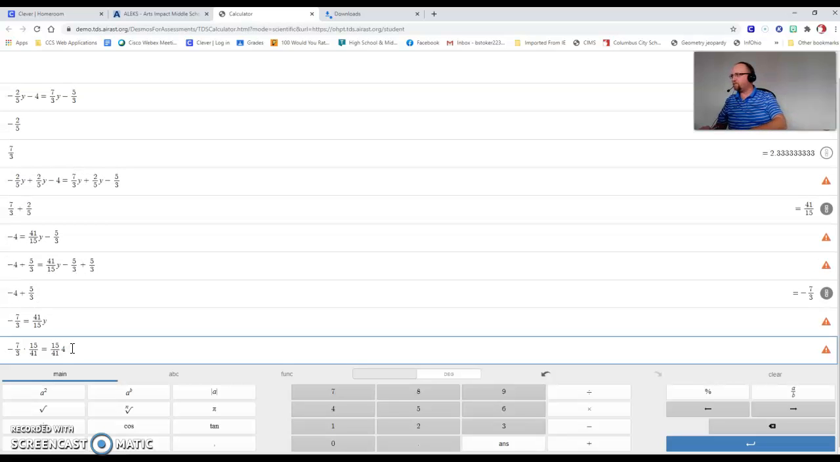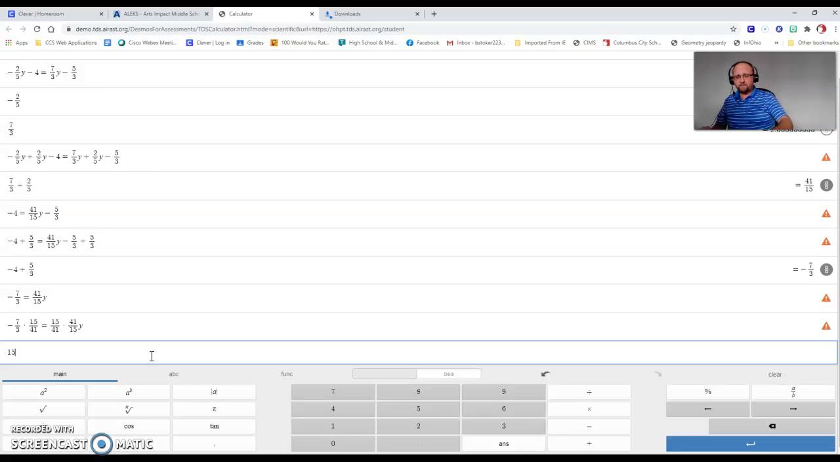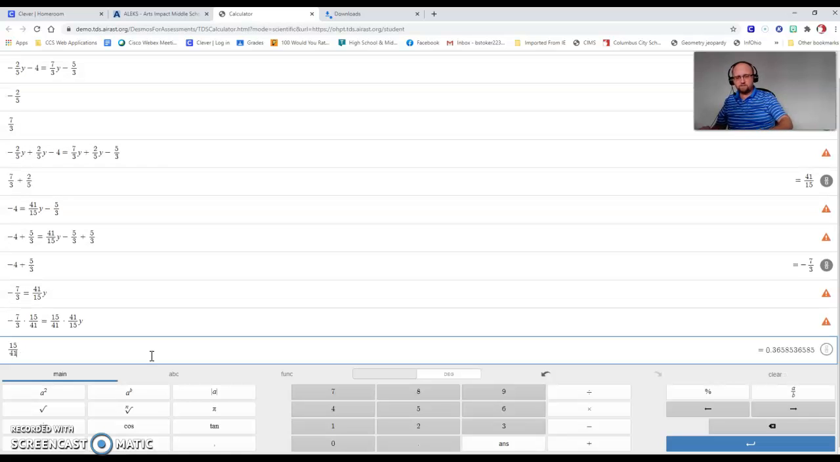Times 41 divided by 15. There we go. And then that is the y. Okay. Now, I'll show you this just so you realize it. If I do 15 divided by 41 times 41 divided by 15, I get the number 1. Okay, so that means now I have 1 y left on this side.